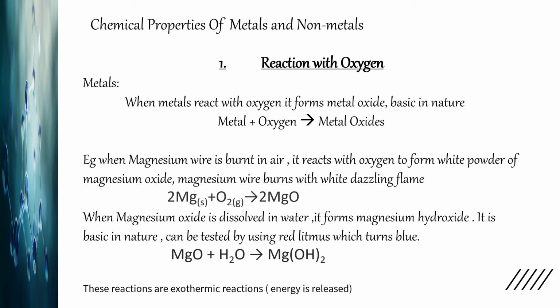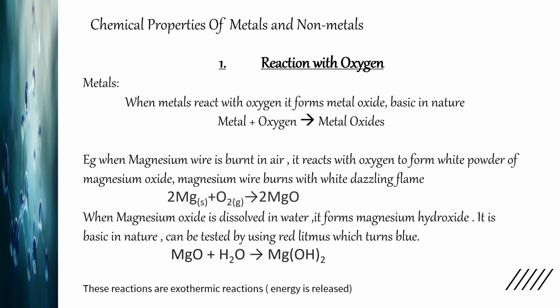Example: when magnesium wire is burnt in air, it reacts with oxygen to form white powder of magnesium oxide. Magnesium wire burns with a white dazzling flame. So the reaction is 2 Mg plus O2 giving 2 MgO. You can also say that when magnesium wire is burnt in air, it combines with oxygen to form a white color powder of magnesium oxide, and this wire burns with a white dazzling flame.